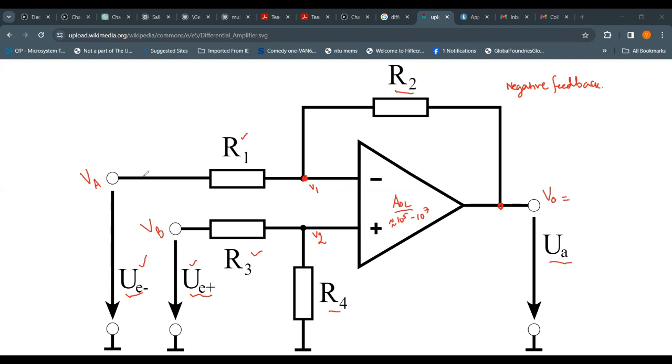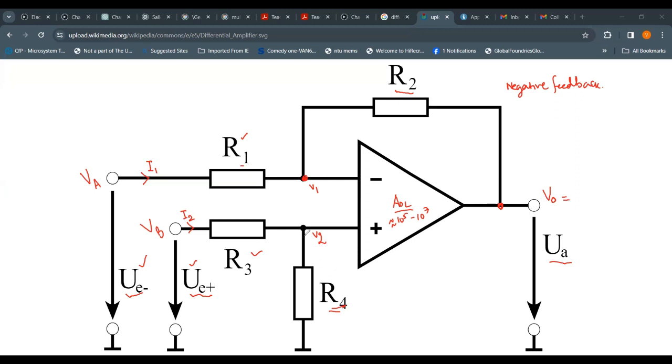So we say that there is an externally applied signal, therefore the current will flow through as indicated here. That current we call I1. This current again will be called I2. Now this I1 is flowing through the resistor R1, and I2 is flowing through the resistor R3, and therefore also R4.